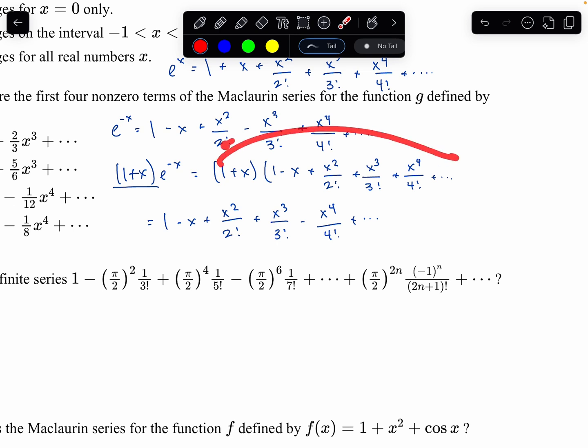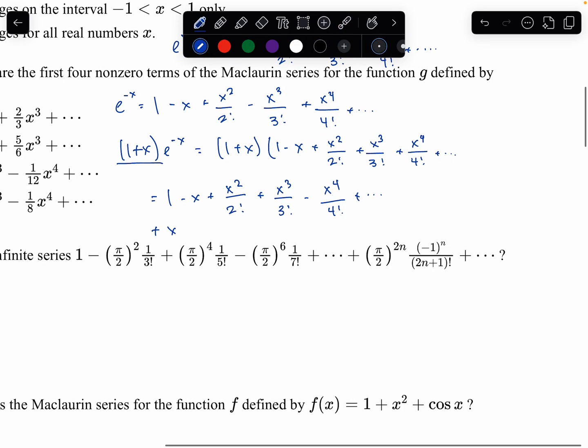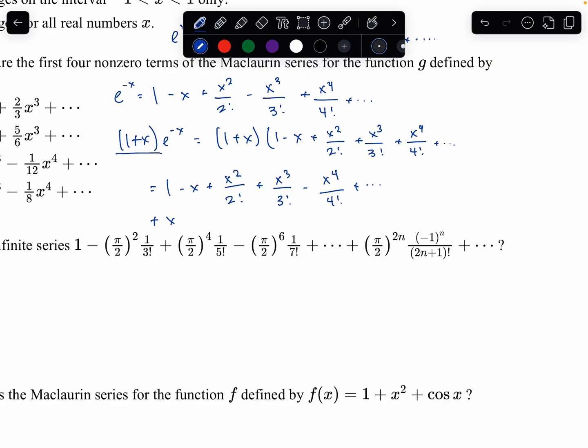I could keep multiplying 1 in, but remember that I'm only going to be collecting the first four non-zero terms. But now I have to multiply x by all of these terms right here. So x times 1, so plus x, and then x times negative x, so minus x squared. I'm also going to line these up because these are going to combine.